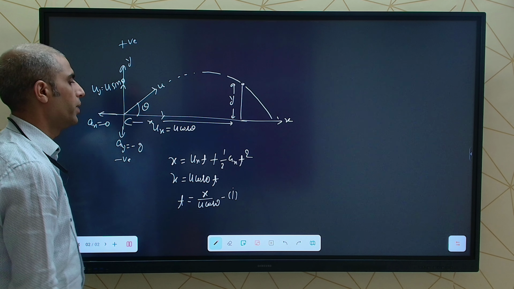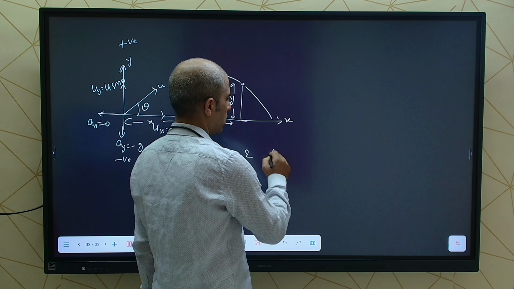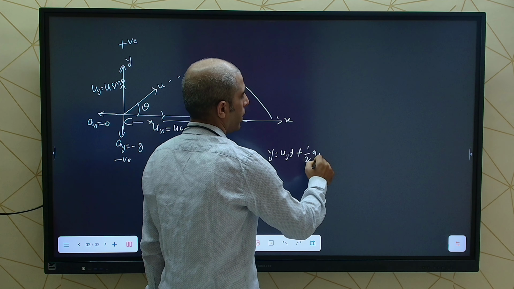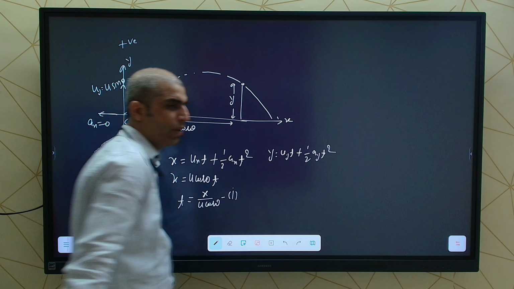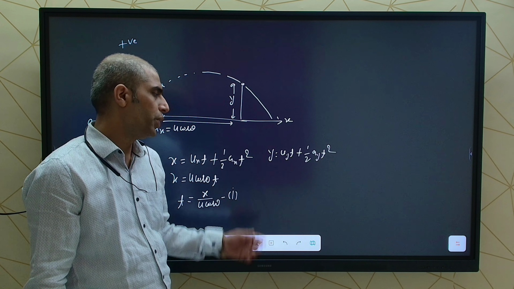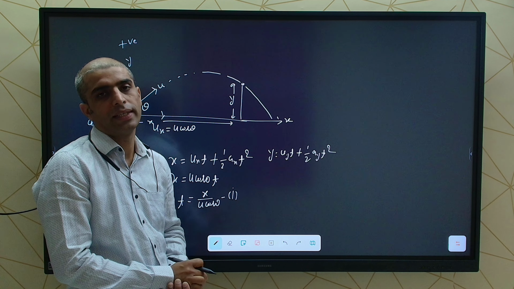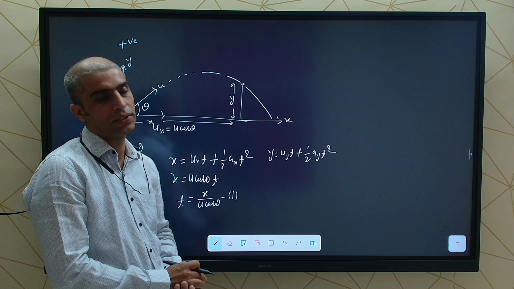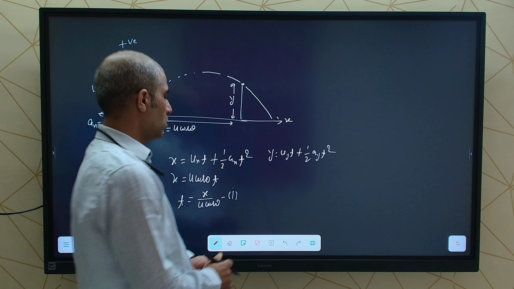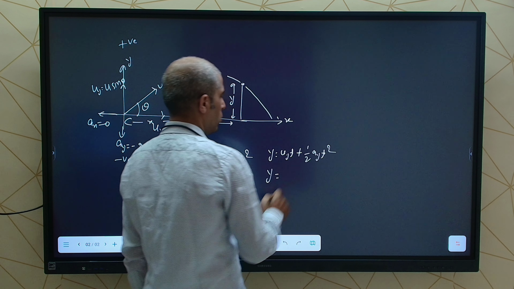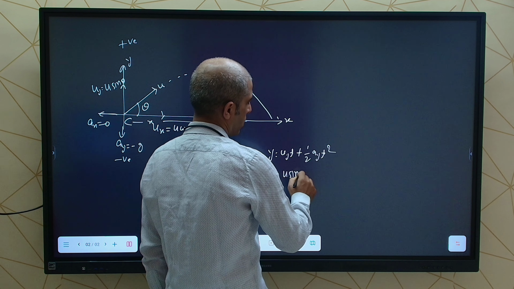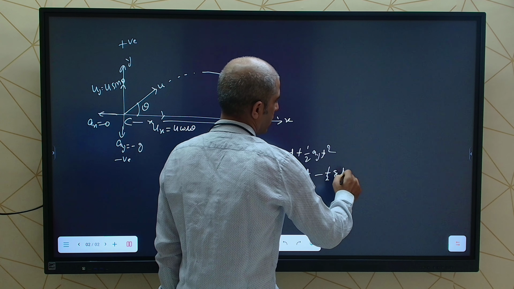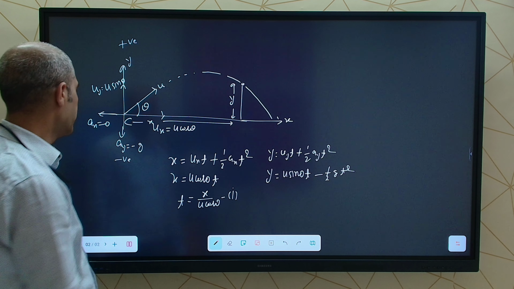At any instant of time, the value of y is how much? The value of y is uyt plus half ayt square. What we have to do is use the equation of motion separately along the x-axis and separately along the y-axis, keeping the time common for both the axes. So the value of y is, here uy is u sin theta into t, and minus half g t square because ay is minus g.